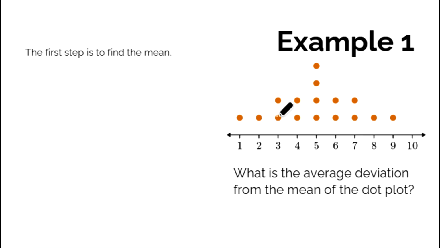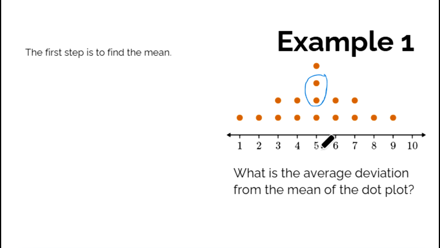So there's 1, 2, 3, 4, 5, 6, 7, 8, 9, 10, 11, 12, 13, 14, 15, 16. So there's 16 points. 16 divided by 2 is 8. So 1, 2, 3, 4, 5, 6, 7, 8. We want this one and the next one because we had an even number of points. If this isn't making sense to you, go back and watch earlier lessons about mean and median.